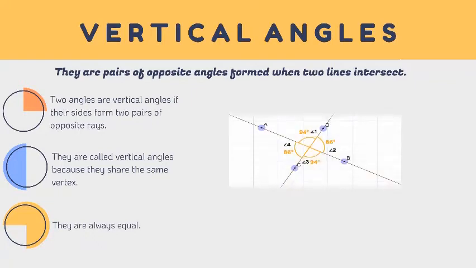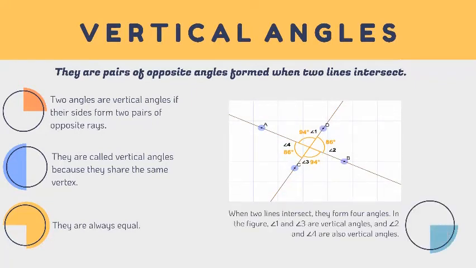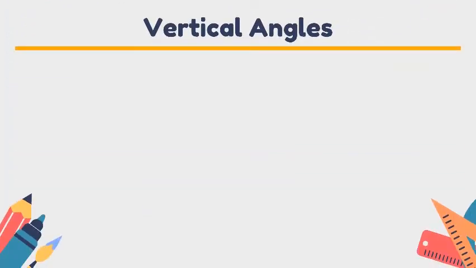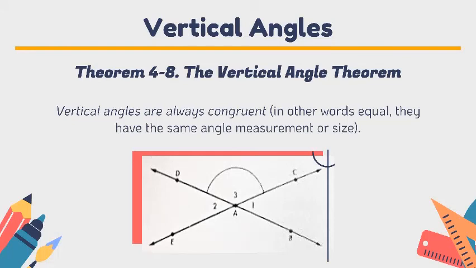For example, when two lines intersect, they form four angles. In the figure, angle 1 and angle 3 are vertical angles, and angle 2 and angle 4 are also vertical angles. In the figure, it shows that vertical angles are congruent, and in fact, this is always the case, which will lead us to the next theorem. Vertical angle theorem. Vertical angles are always congruent. In other words, equal. They have the same angle measurement or size.